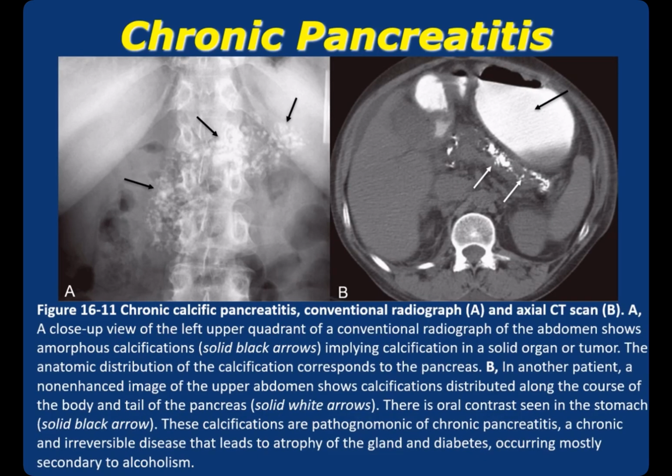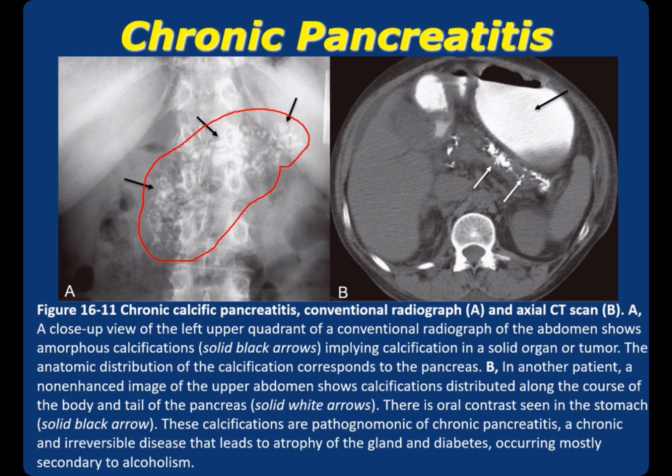This is an example of chronic calcific pancreatitis. Image A is the conventional radiograph, and image B is the CT scan. In image A, a close-up view of the left upper quadrant of a conventional radiograph of the abdomen shows amorphous calcification. In the middle area of image A, we can see amorphous calcifications, implying calcification in a solid organ or tumor.